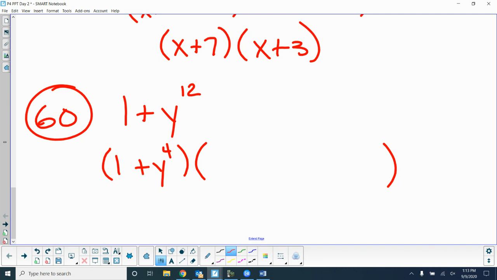Then our trinomial is we take the first term of our binomial and square it. 1 squared is 1. Since this is addition, the middle term's opposite, so that's subtraction. And then you just multiply these. 1 times y to the 4th is y to the 4th. This third term's always positive, and you square that. y to the 4th times y to the 4th is y to the 8th. So that's what that looks like.